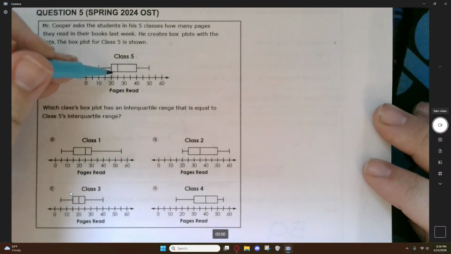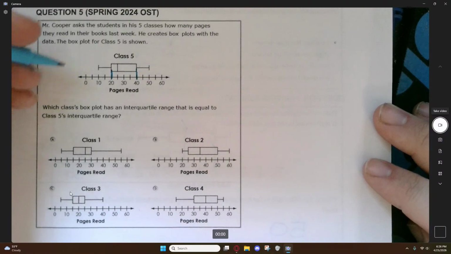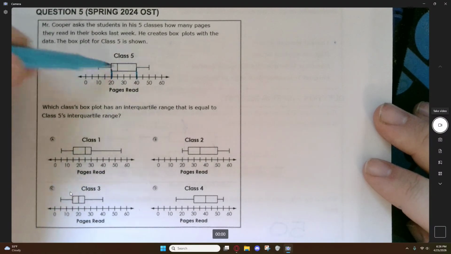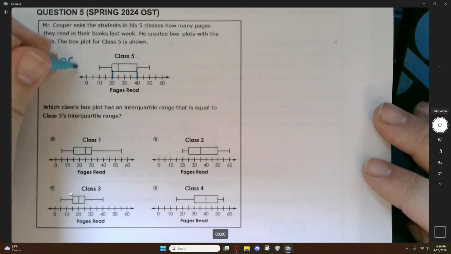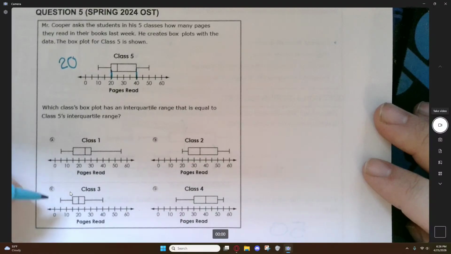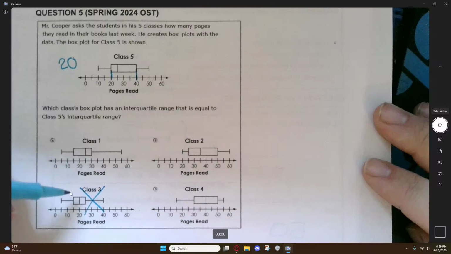So all this is asking is, what is class 5's interquartile range? It's the difference between Q3 and Q1, the length of the box itself. 40 minus 20 is 20. So I'm looking for another class that has an interquartile range of 20. I can tell you immediately it's not class 3, because that is way too small.